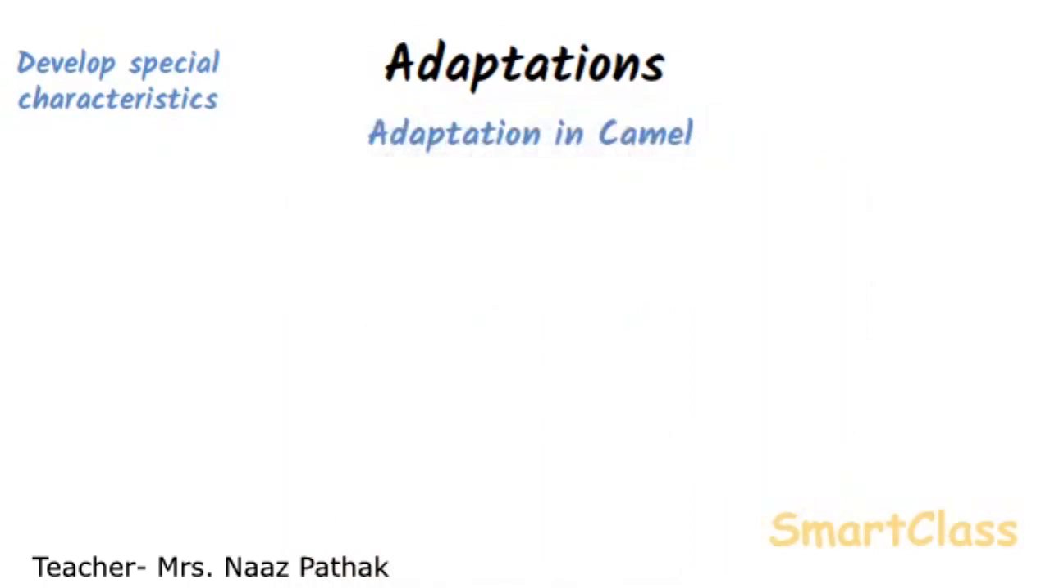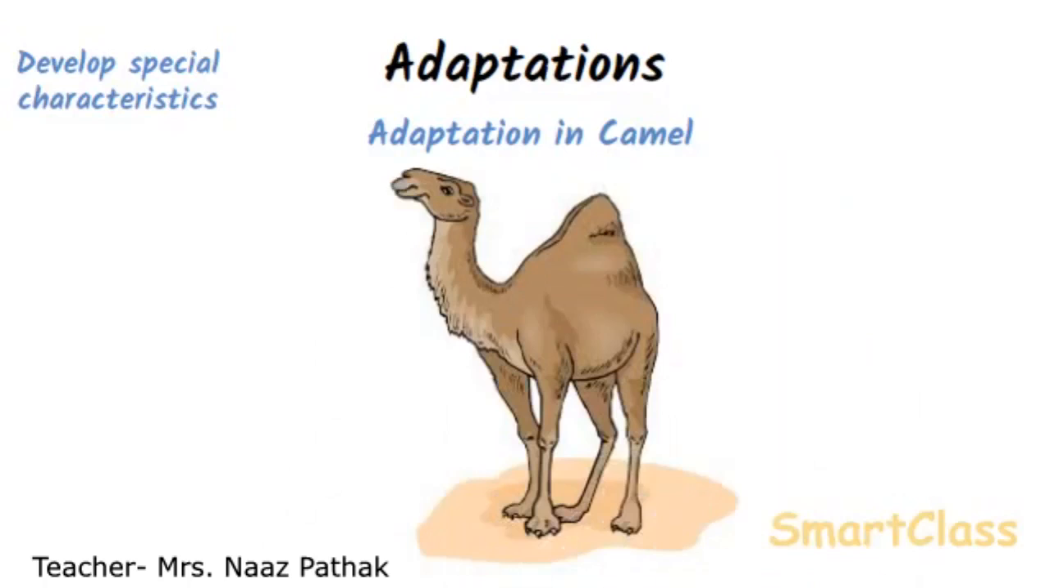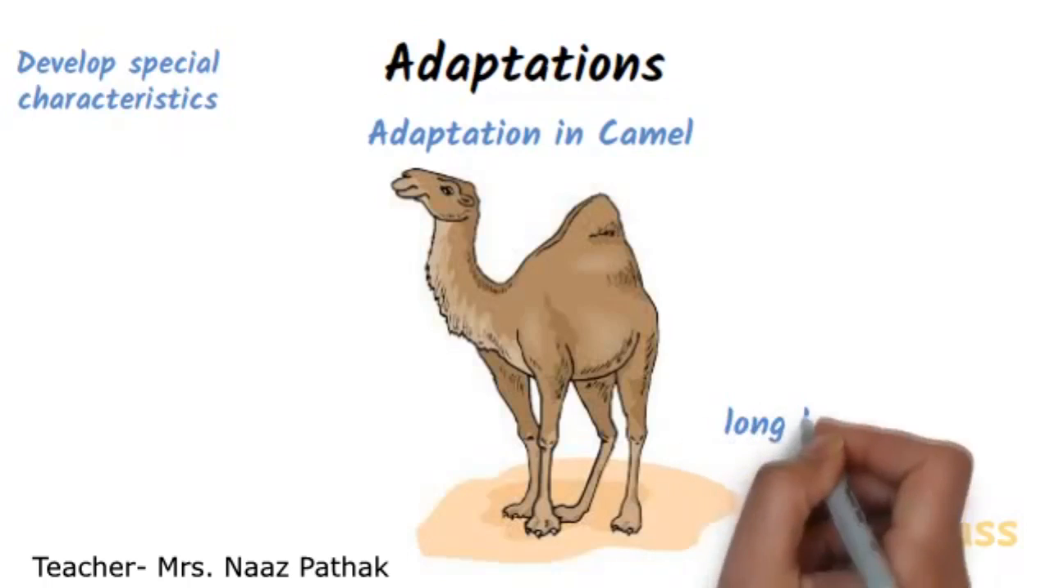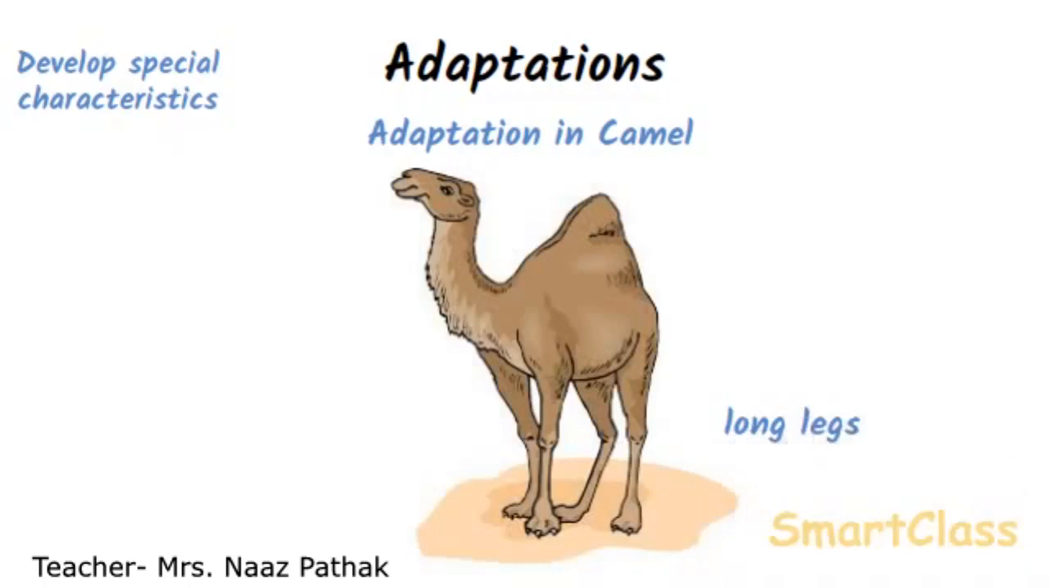Adaptation in camel. Camel lives in hot desert where the water is scarce. The body structure of the camel helps it to survive in desert conditions. Camel is adapted to live in desert because of its following special features. The camel has long legs which help them to keep its body away from the hot sand in the desert. A camel can drink large amount of water when it is available and store it in the body.